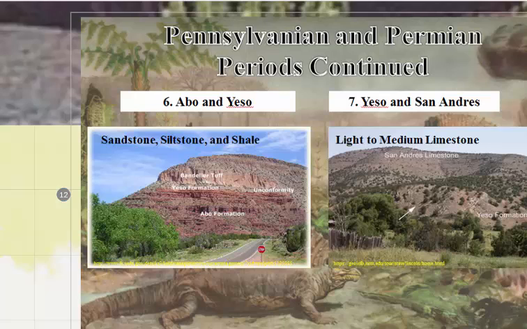The Hueco Formation is overlain by what is called the Abo Yeso sandstone. It can be sandstone, siltstone, and shale. This one is overlain by what is called the Yeso San Andres Formation. These types of formation are more particularly found in the Love Ranch area and can be distinguished from its light to medium limestone.